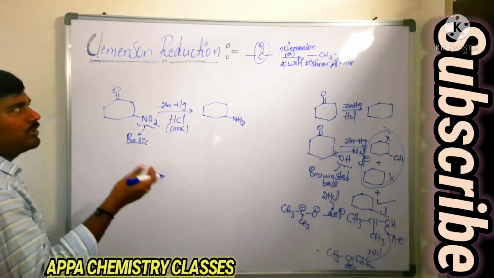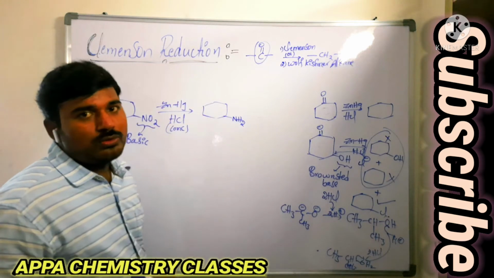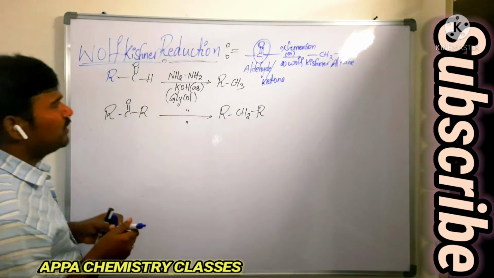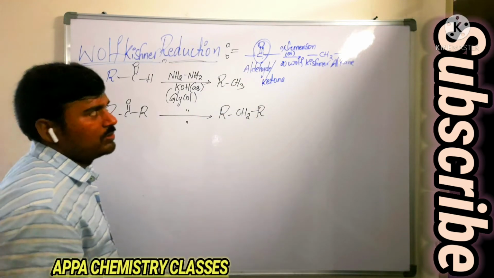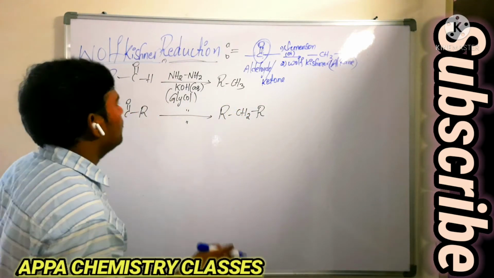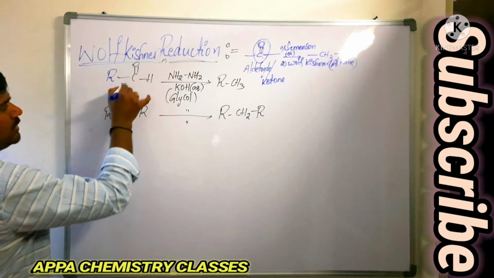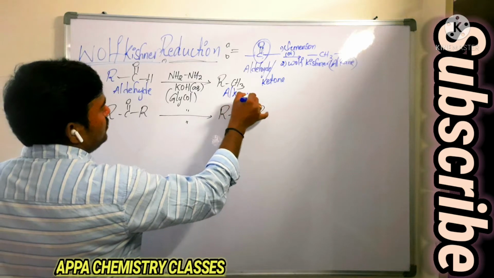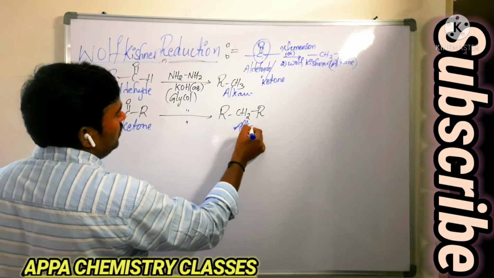So in that manner, wherever you find the carbonyl compound, that carbonyl group is replaced by 2 hydrogens. Is that clear? We'll see the Wolff-Kishner reduction. Next is Wolff-Kishner reduction. In Wolff-Kishner reduction also, aldehydes or ketones will be changed to alkanes. Either Wolff-Kishner reduction or Clemmensen reduction, aldehydes or ketones are completely reduced to hydrocarbon. Aldehyde changes to alkane, and ketone also changes to alkane.